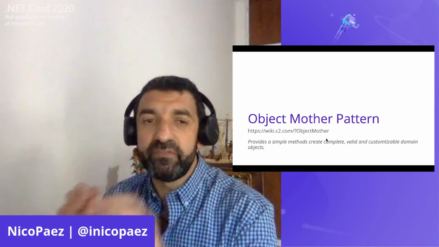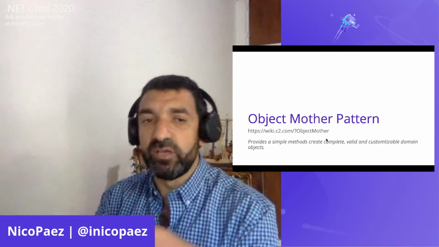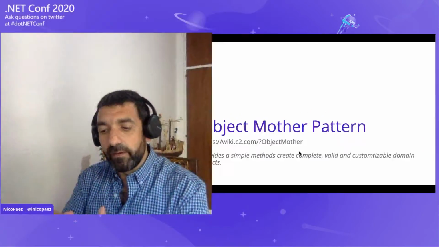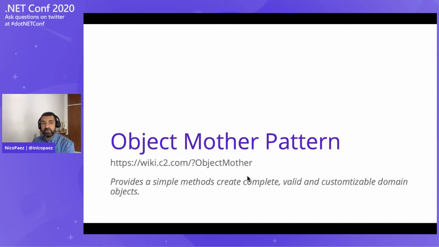So basically, a very easy definition for this pattern is a class that provides methods that create valid and customizable domain objects. In other words, an object mother is just a factory object, right? But with some specific conditions. It won't create application objects. Sorry, it will create application objects, but to be used in your tests. I mean, your application won't use the object mother. Your test code will use the object mother to get application objects, right?